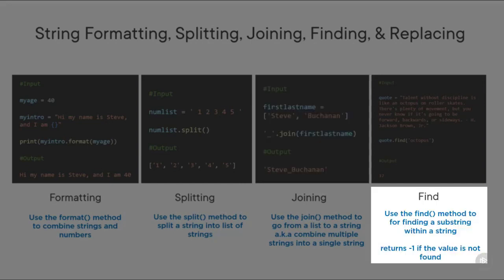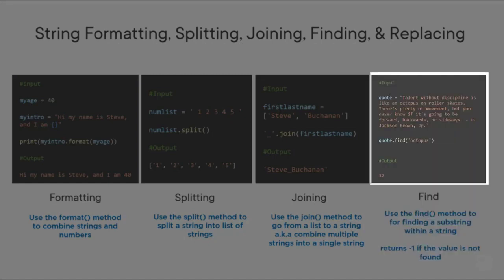And the next one here is the find method, and this will be used all the time as you want to look for data, maybe in files, or maybe in variables, etc. Right? And so the find method is used to find a substring within a string. And if that substring is not there, then it's going to return a value of -1. Just an FYI, so you know about that.